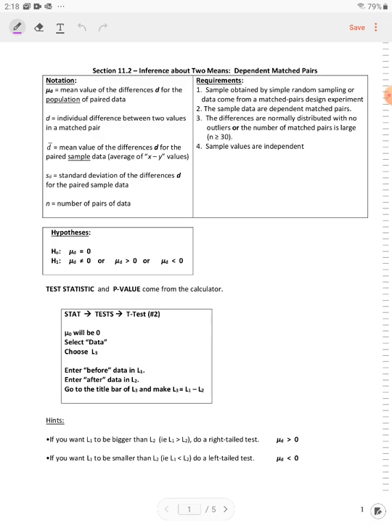So please notice what we're going to be doing is stats, test, and then t-test number 2. So if you want L1 to be bigger, you do a right tail. And if you want L2 to be bigger, you do a left tail. What we'll do is we will just draw a picture and look at the data.